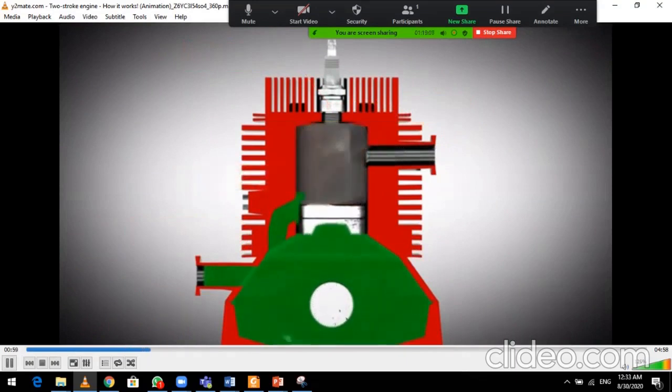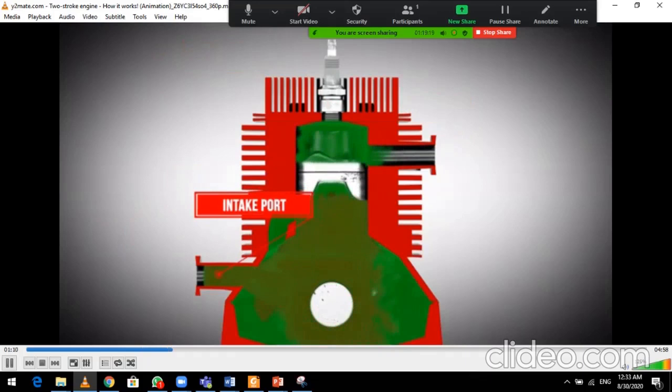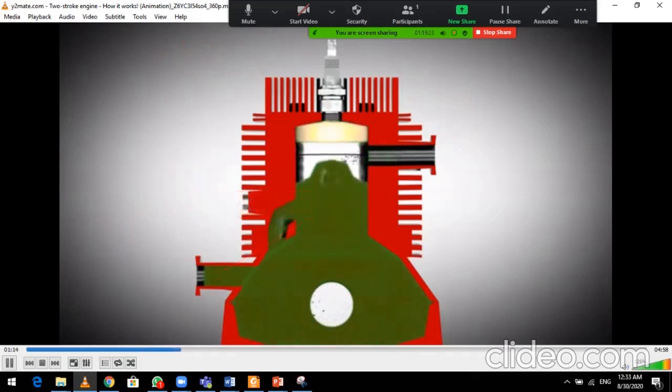In the first stroke cycle, a fresh fuel-air mixture is drawn in via the intake port. It is shown here in red. It is added to the existing mixture in the crankcase. At the same time, the mixture is compressed in the combustion chamber and finally ignited by the spark plug.